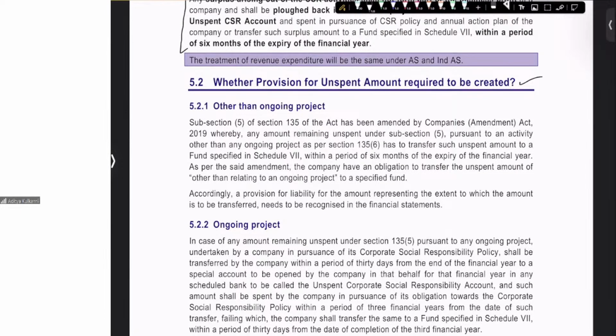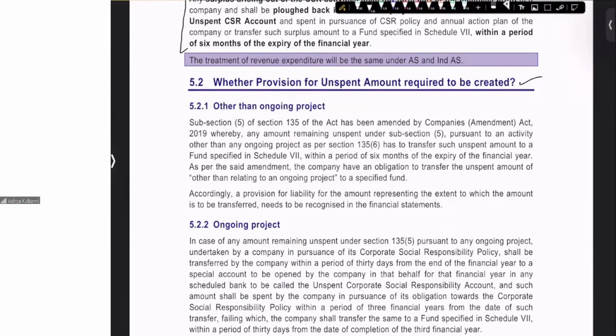So far, whenever we have discussed, remember 135.6, ongoing project. Definitely it is allowed. Land purchased for any mentioned project. Yes, you are constructing a school. For that school, you have to procure land. Amount paid for that land becomes your CSR spend. Yes. So now I'm going to come slowly towards capex and revenue expenditure.